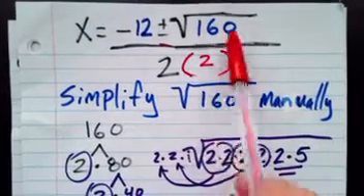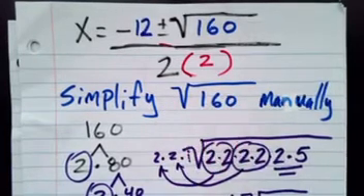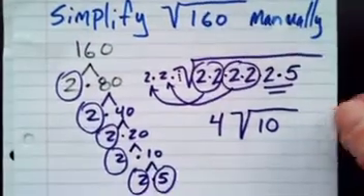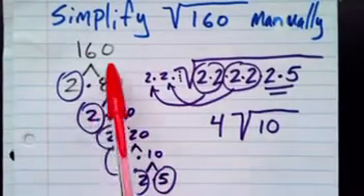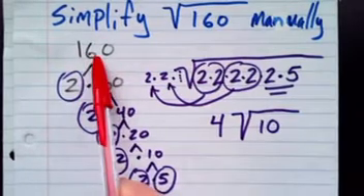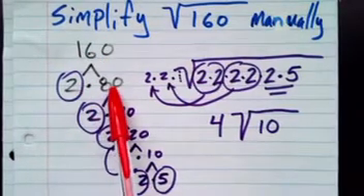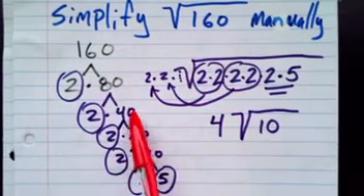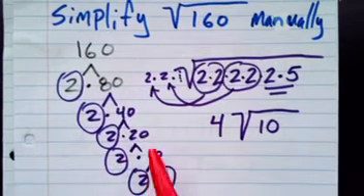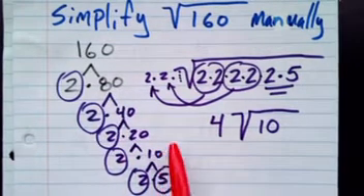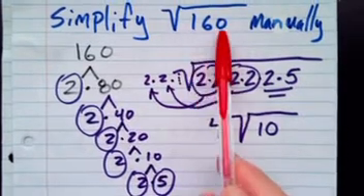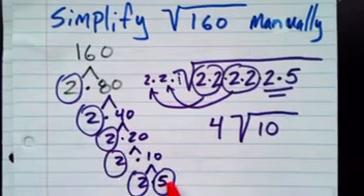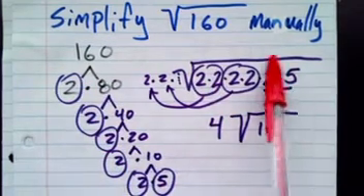We're going to simplify the radical. So simplifying the square root of 160 manually. Let me show you how to do that. We're going to look for the factors of 160. I know 2 times 80 is 160. I know 2 times 40 is 80. 2 times 20 is 40. 2 times 10 is 20. And 2 times 5 is 10. So inside the radical, instead of writing 160, you can break it down: 2 times 2 times 2 times 2 times 2 times 5 will equal 160.